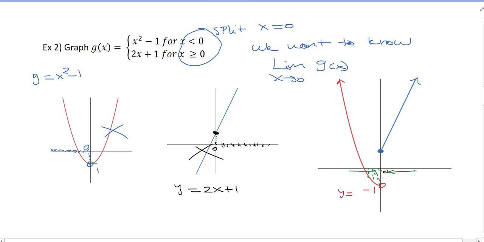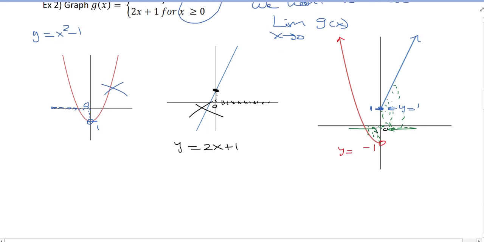But as x approaches 0 following the side of the line, our y values are approaching, right? If I pick an x here, that's my y value. X here, that's my y value. So that's what these lines represent. So I'm approaching 1. This is my y equals 1 over here. So what can I say about this limit? In this case, we say that the limit does not exist.